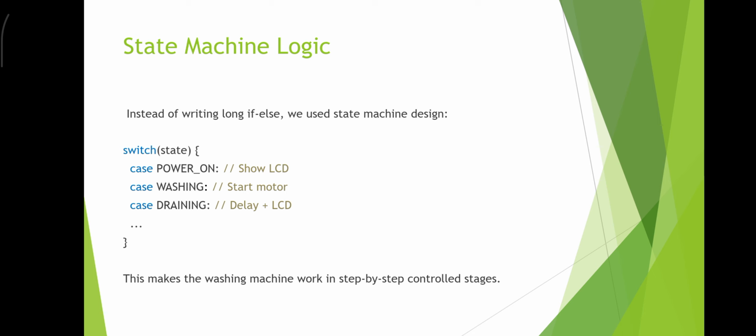What is state machine logic? Normally in a C program or any program, we use if else conditions. Instead of writing a long if else, we used a state machine design. So this makes the washing machine work in step by step controlled stages. Like the example shown in the slide: switch state case power on, washing process, draining process, after that spinning, rinsing, spinning, drying. Likewise the processes are done step by step. So that's why we used state machine logic in this project instead of using if else.